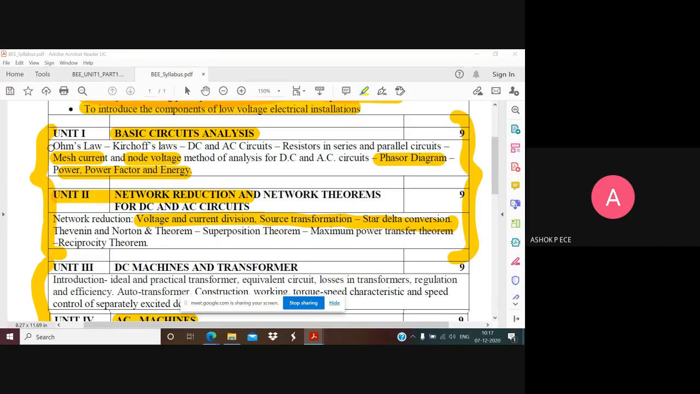Units one and two are related. If you don't understand unit one, you cannot proceed to solve problems in unit two. So we'll spend more time on unit one. It's going to be very, very simple if you understand unit one. So that is how your syllabus is going.